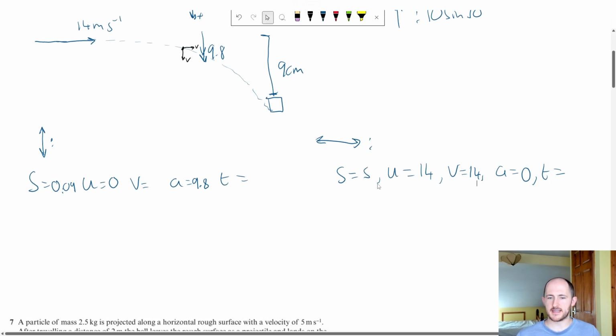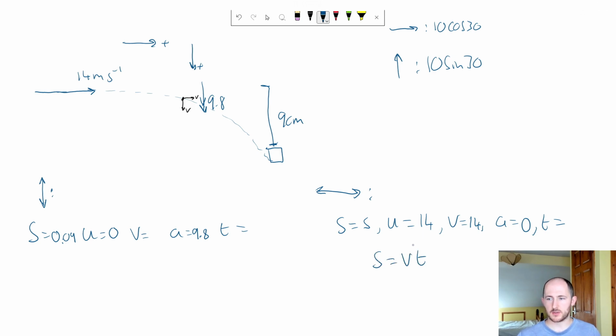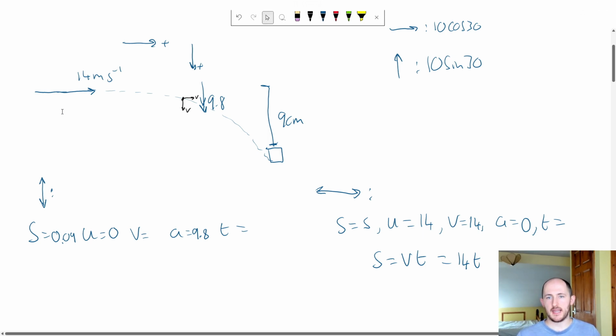Now, of course, this isn't too useful, right? How can we work out S with U, V, and A being like this? Well, in this case, the actual distance formula is just speed times time. So it's going to be 14 times t. Now, what's t? T is the amount of time it takes for it to hit this board. So we don't know it yet, which means we now have to use our vertical motion.